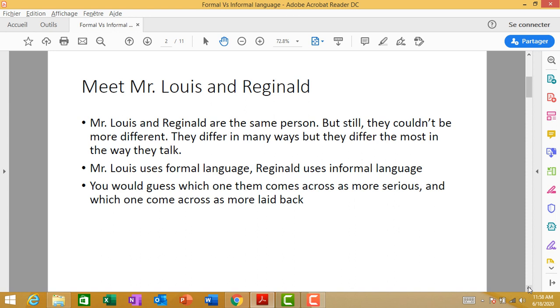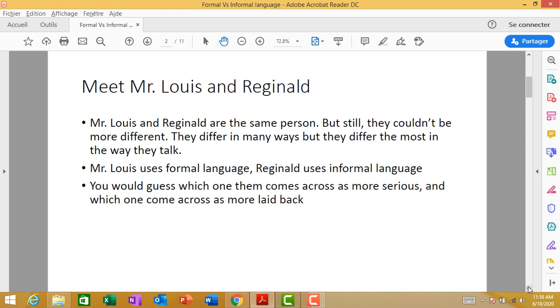So let me introduce you to Mr. Louis. So meet Mr. Louis and Reginald. Mr. Louis and Reginald, they are the same person, guys. But still, they couldn't be more different. They differ in many ways, but they differ the most in the way they talk. As you can see, I'm pretty much reading this to make it easier and to go faster. So yeah, it's pretty much what I did for you.